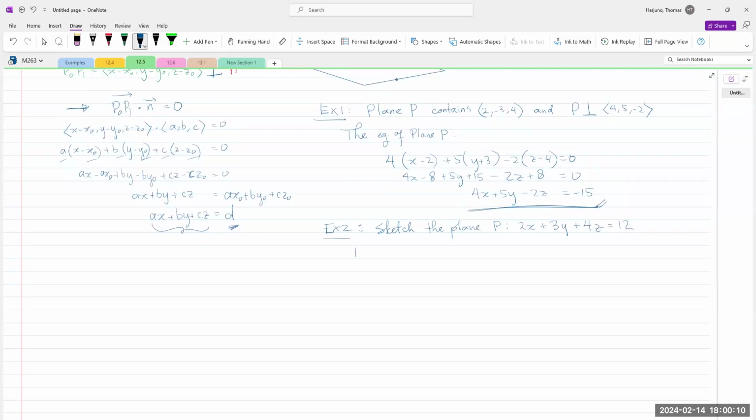Okay, so find the x-intercept. For the x-intercept, we know y and z equal 0, right? So you get 2x equals 12, x equals 6. Therefore, the x-intercept is (6, 0, 0). Likewise, for the y-intercept, x and z equal 0. Okay, so you will get y equals 4, and the coordinates corresponding to that are (0, 4, 0). The z-intercept will be when x and y equal 0, and z equals 3.